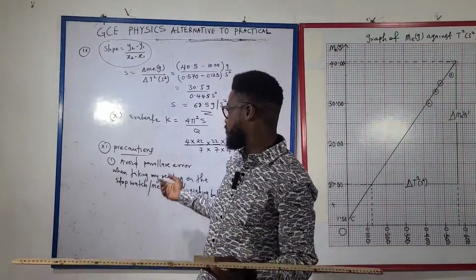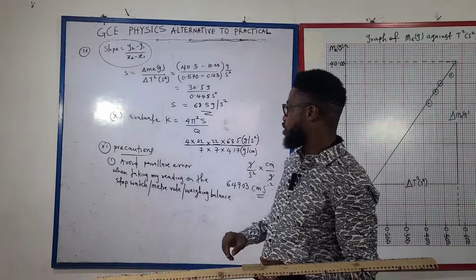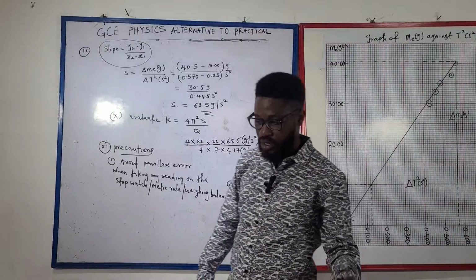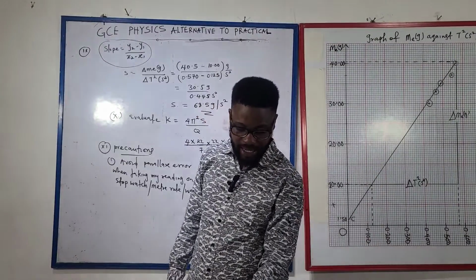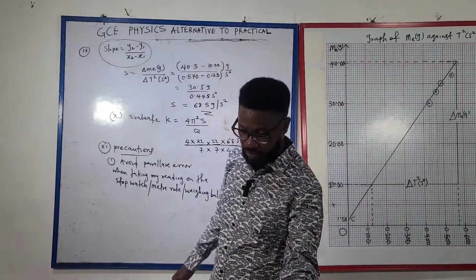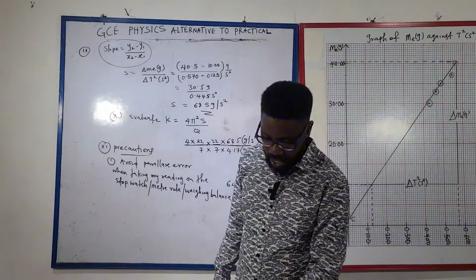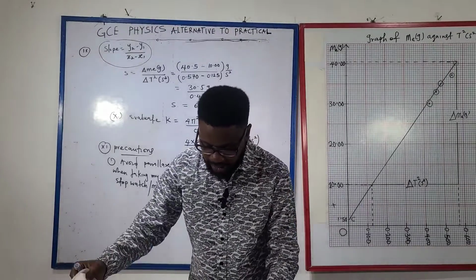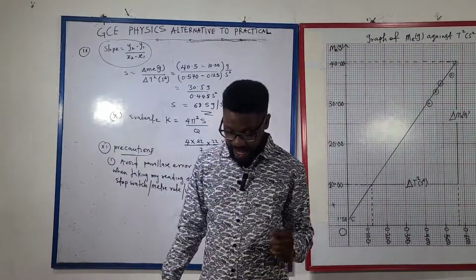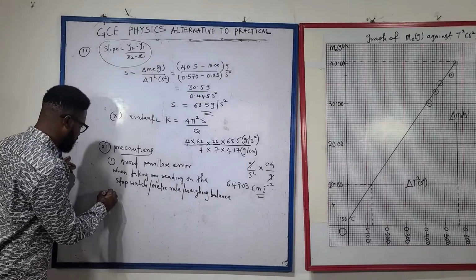So it means that for this experiment, one error I need to ensure that I avoid is parallax error when taking my reading on the stopwatch as on figure 1A, on the meter rule as well when measuring the depth of immersion of the test tube when loaded. The second error I need to ensure that I avoid is to ensure that the test tube is standing vertically.